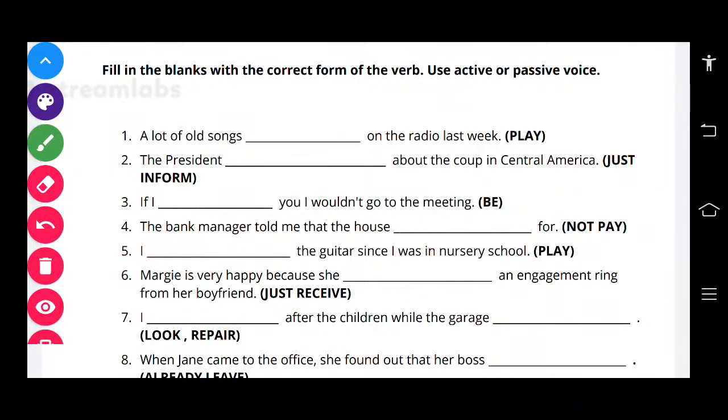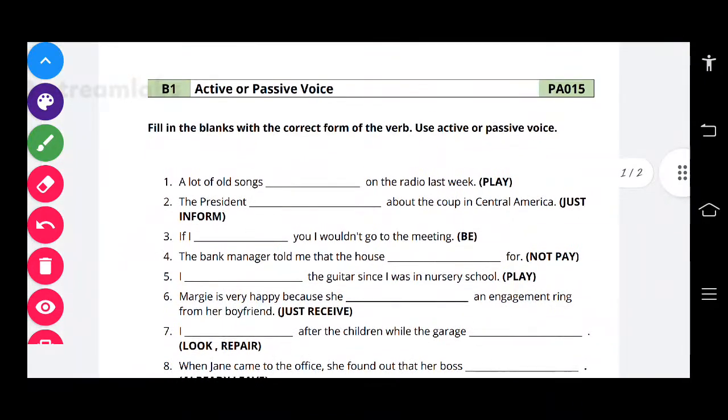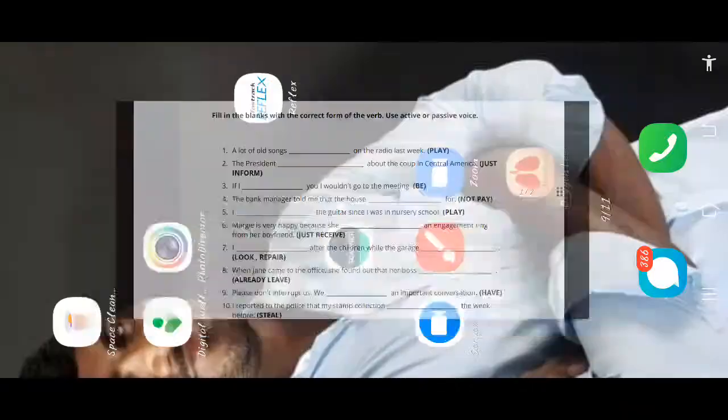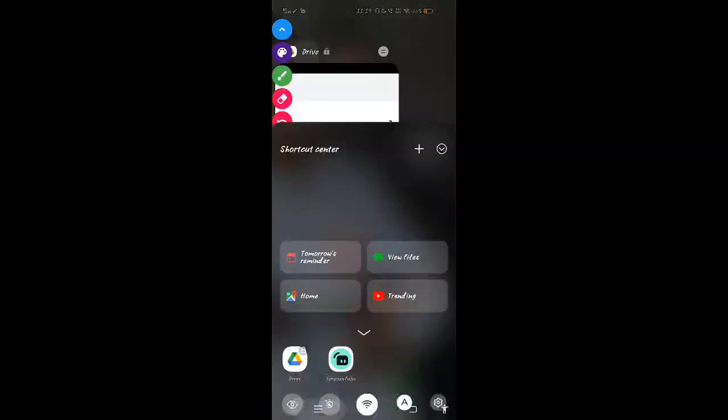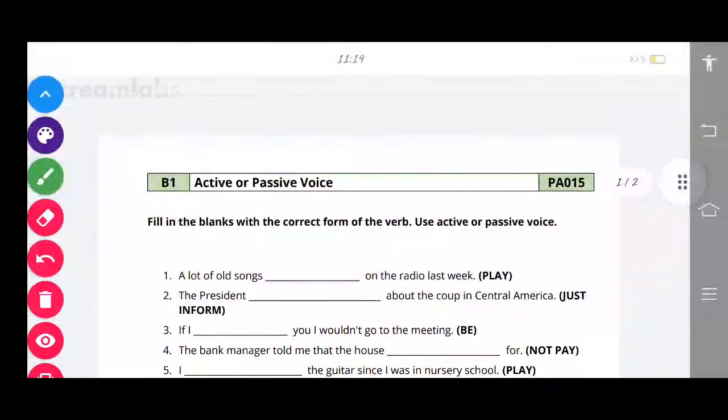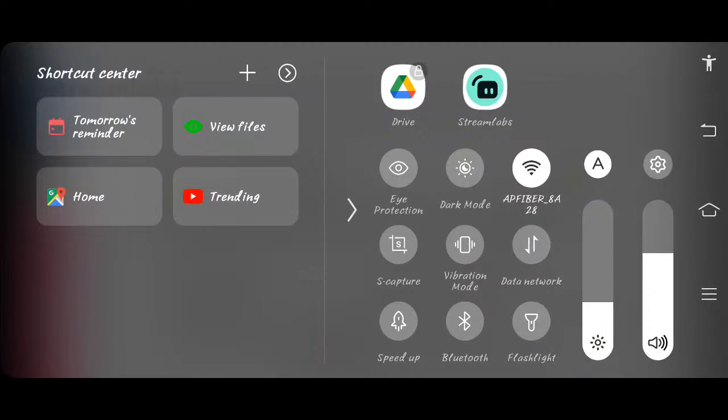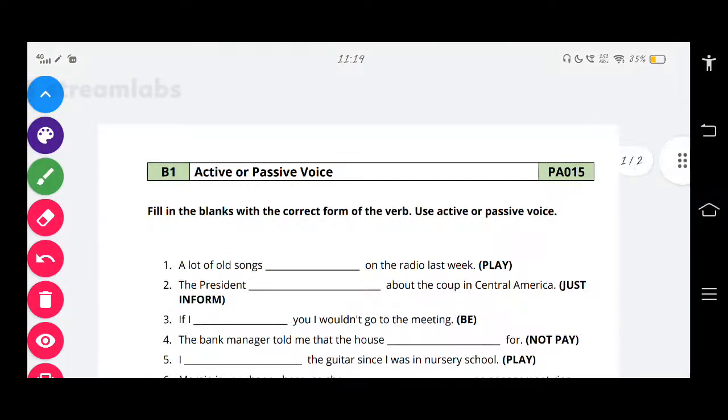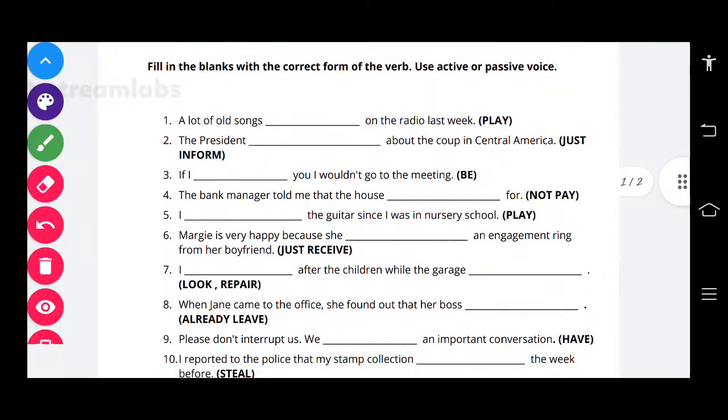Very nice to see you all on the screen. Yeah, very nice. Okay, right. Let us see here. Right, very nice to see you all.